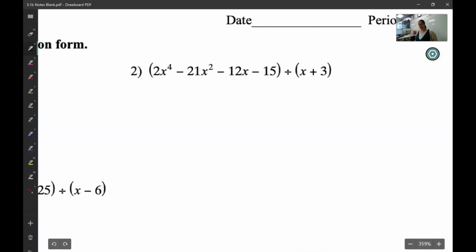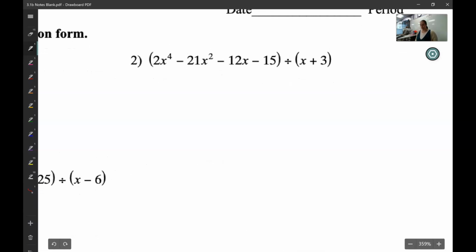Last example that I want to do with all of you is on your assignment number 2. Now, the reason I want to do number 2 is because, like we did with long division, you'll notice this one has a placeholder. None of the other problems we've done so far have needed placeholders, but this one needs a 0x cubed so that we can have x to the 4th, x cubed, x squared, x to the 1st, and then no x's. We need to make sure we keep that placeholder.